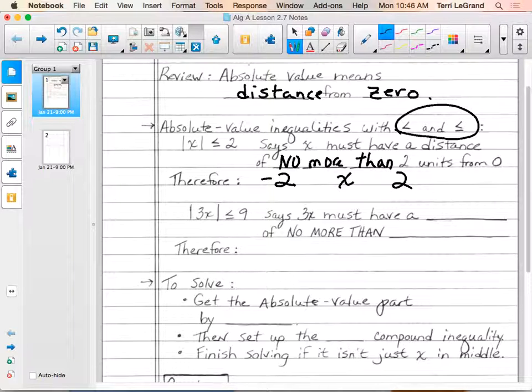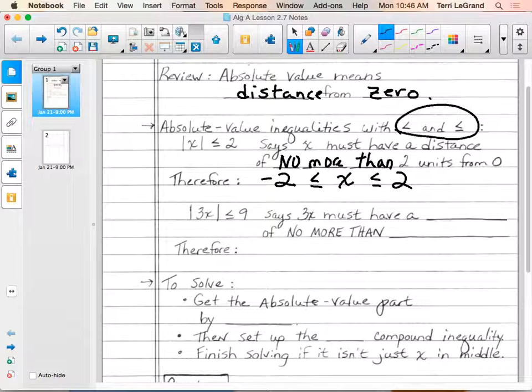So what we're going to do is put x in the middle. We put negative 2, how far it can go to the left, no more than 2 units away. How far can it go to the right from 0? No more than 2 units away. So we say is less than or equal to, is less than or equal to. There's our compound inequality that we set up. That's how we get rid of those absolute value bars.